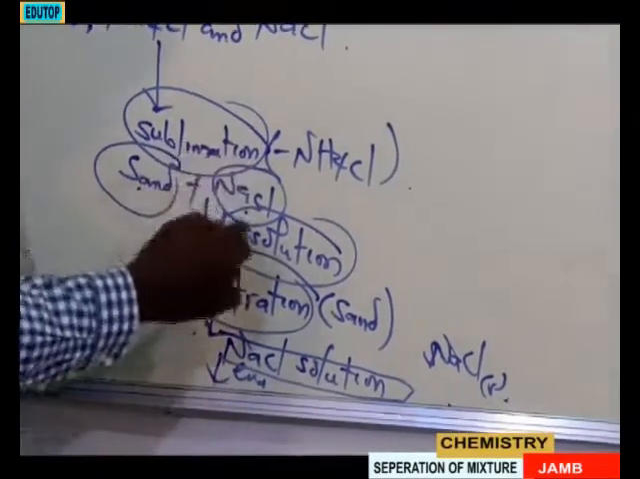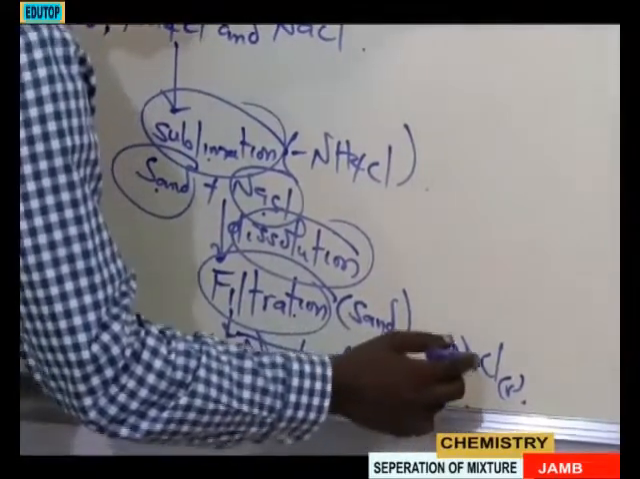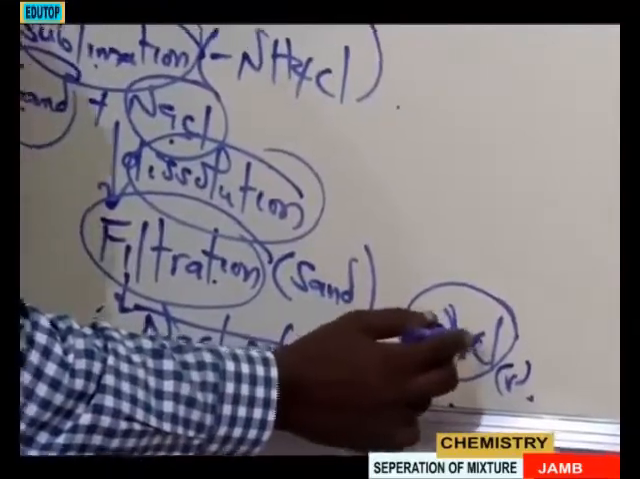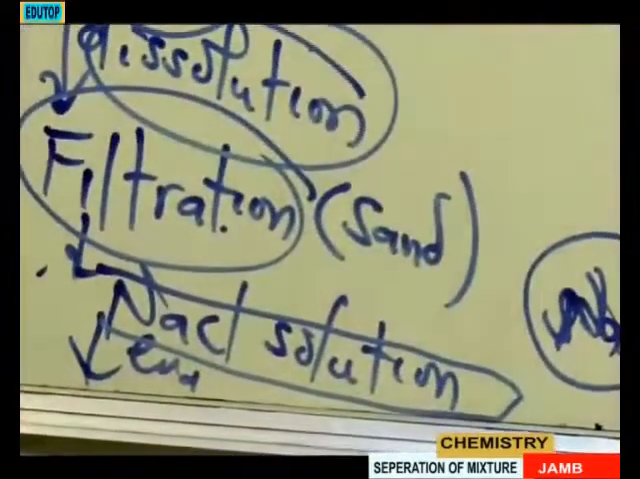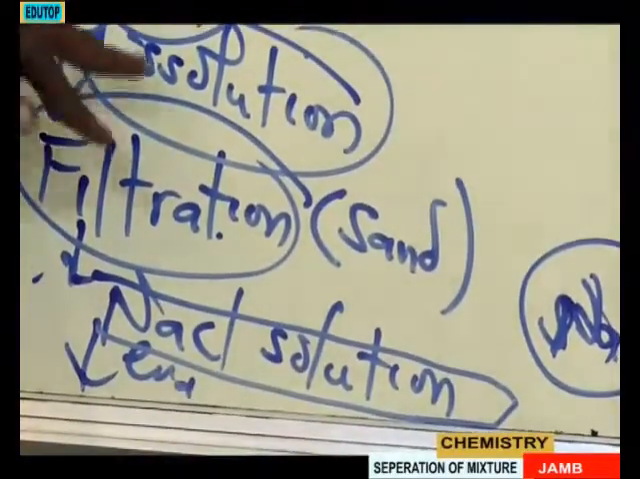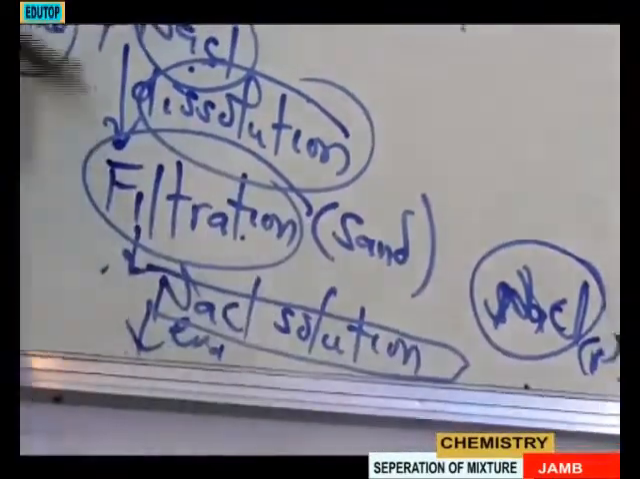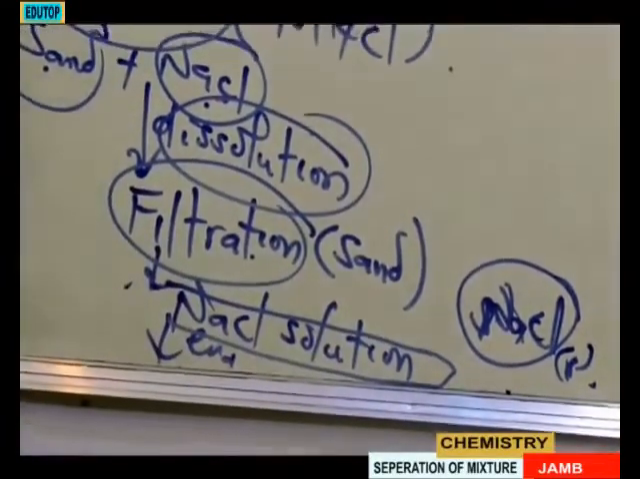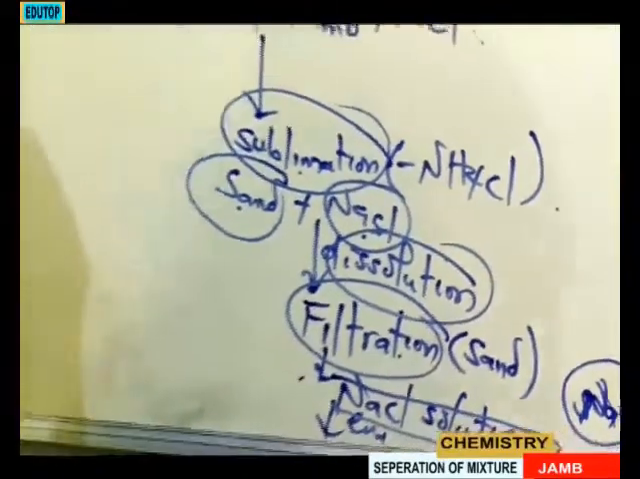So you have sublimation, dissolution, and filtration. But if the question requires you to show how sodium chloride solid is separated, then you include evaporation. If it is just sodium chloride solution, you have sublimation, dissolution, and filtration. But if it is sodium chloride solid, you have sublimation, dissolution, filtration, and evaporation. So take note of that. That was also another JAMB or UTME question.